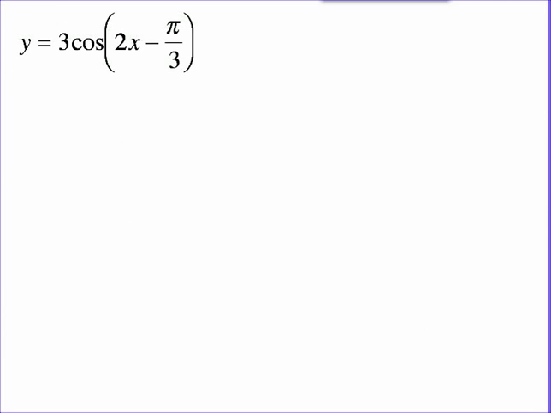So what we're going to do is look at another one of those. And then I think on the y's we might wait till tomorrow, the shifts up and down. So y equals 3 cosine of 2x minus pi over 3. We do the same thing as last time. Amplitude, 3. Period, 2 pi divided by 2, so my period is pi.